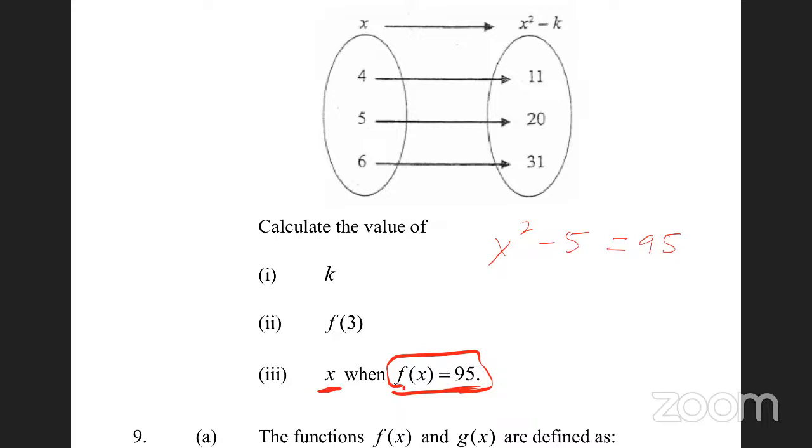So x squared is equal to 95 plus 5. x squared is 100. So x is what? The square root of 100, which is 10. All right, so I just wanted to give you this question because I recognize some of you can follow the patterns well, but when they reword the question, you get confused.